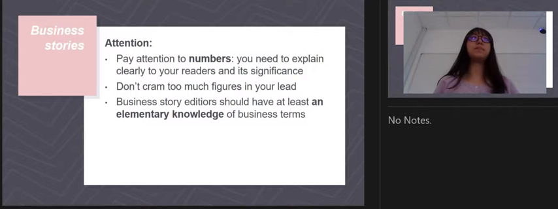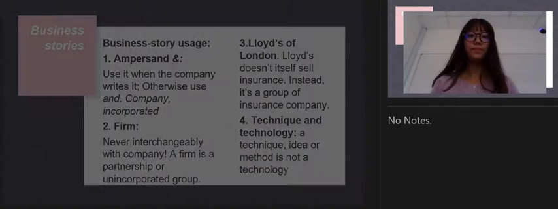Now we move to business stories. There are some things you need to know. First, pay attention to the numbers you use in your story, and explain clearly to your readers why these numbers are related to them and why they are so important. Also, don't cram too many figures into your lead, because this will lose your readership. Business story editors should have at least an elementary knowledge of business terms.